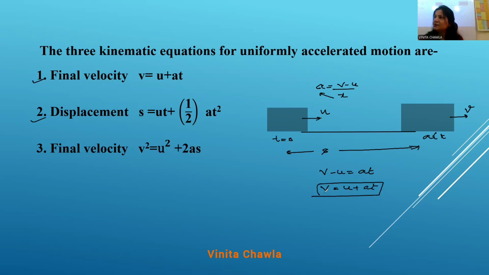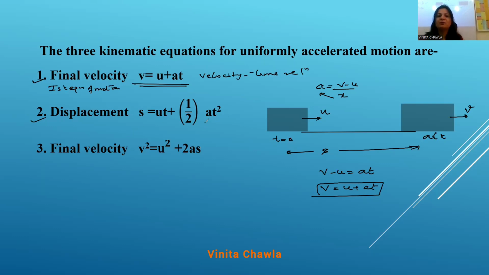But in your exams, they ask you to derive the equations of motion using the velocity time graph. In the relation v equals u plus at, we have only velocity and time, so sometimes we call this the velocity time relation. When we say velocity time relation, it is the first equation of motion.